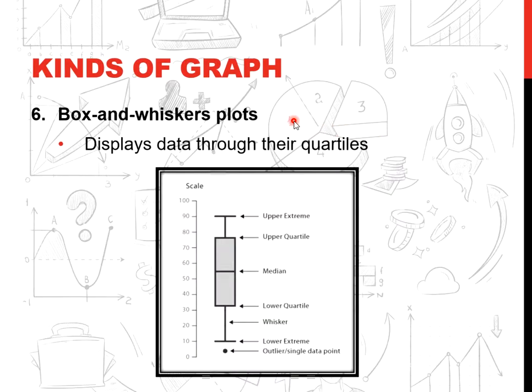Next, box and whisker plots. So, displays data through their quartiles. So, median, upper quartile, extreme. Lower quartile, whisker extreme. So, usually nakikita to sa mga machine or sa mga examination. So, hindi man masyado natin itong magagamit.